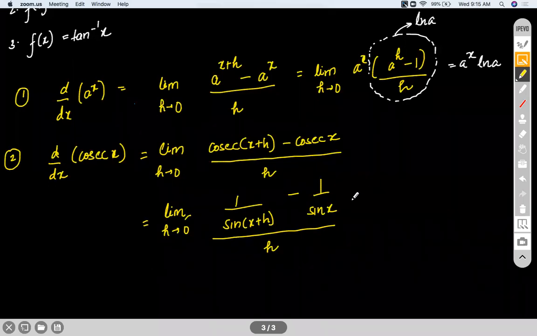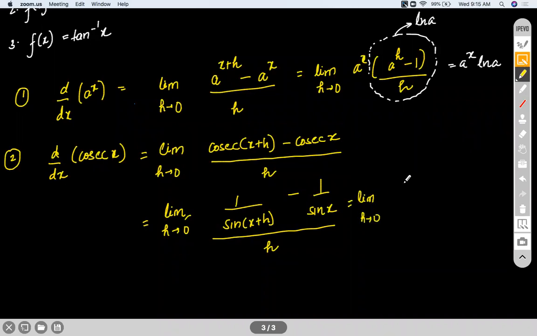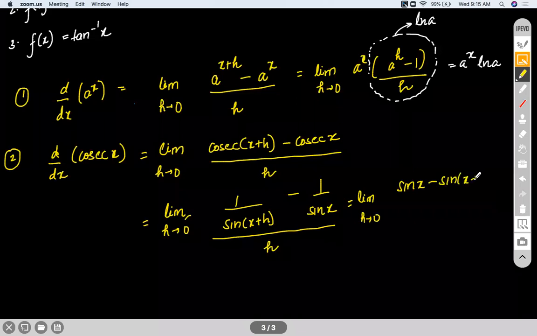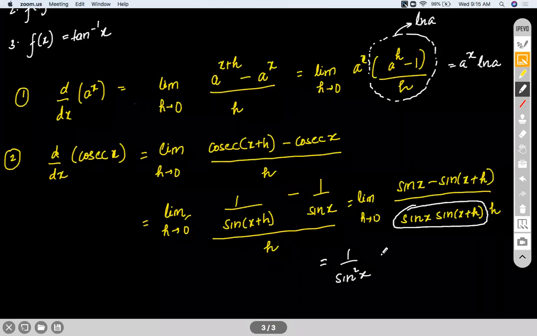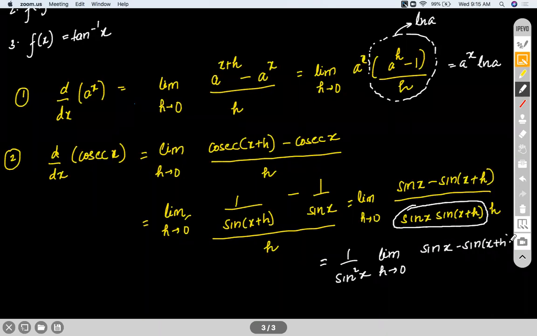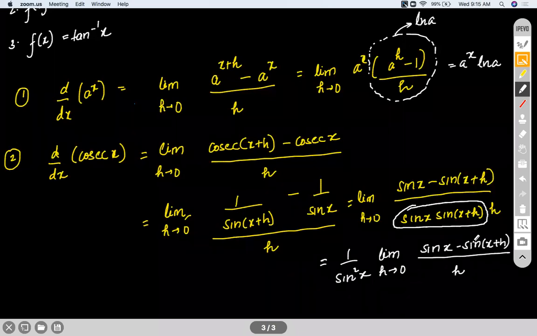Any success? One second, sir. Trying, sir. Please note, this term is a harmless term. Why harmless? Because as you put h as 0, it just becomes sine square x. So you can pull it out as sine square x. Almost done.